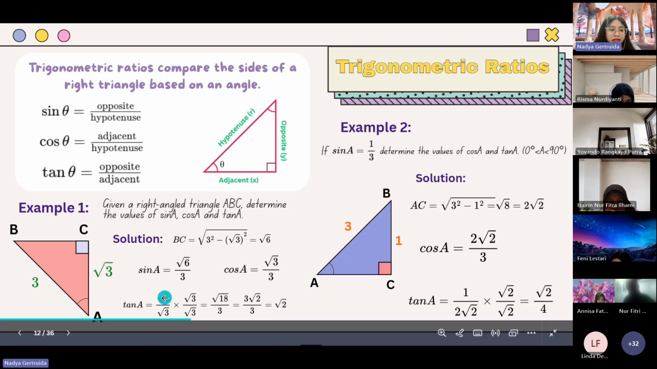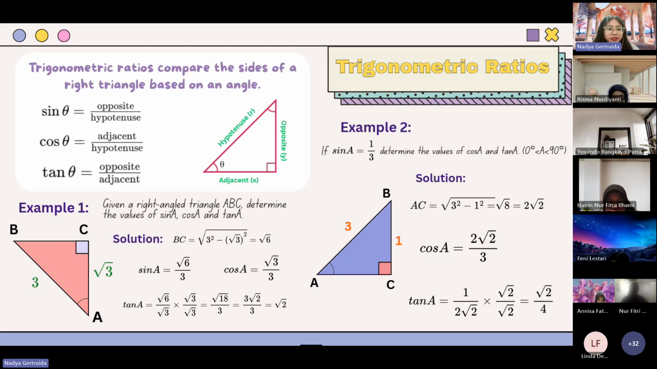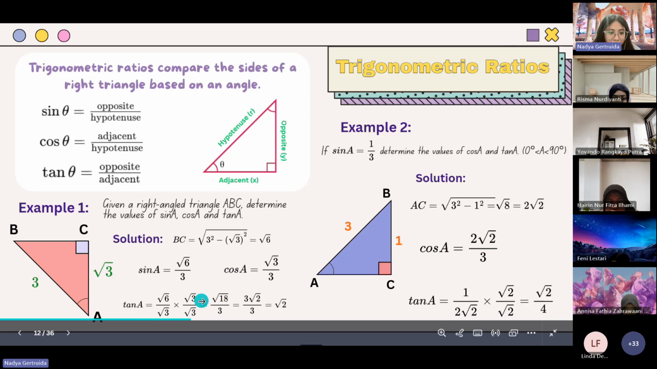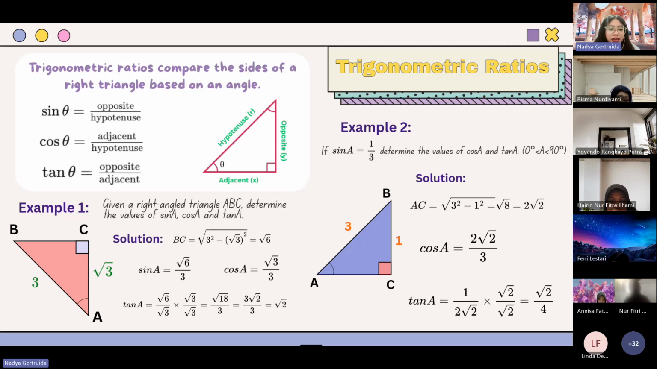But as you can see, the denominator is still in root form. So we should rationalize it first by multiplying by the square root of 3 divided by the square root of 3. And the product is the square root of 18 divided by 3. And we can simplify it to 3 multiplied by the square root of 2 over 3. And then simplify again. The result is the square root of 2.